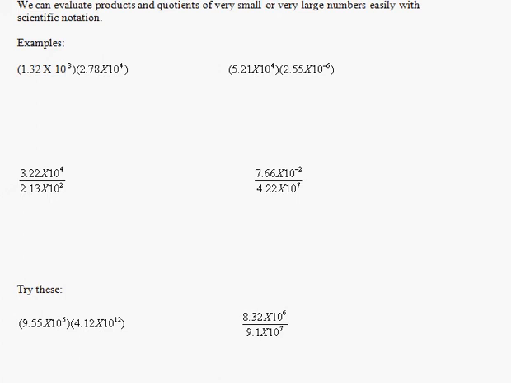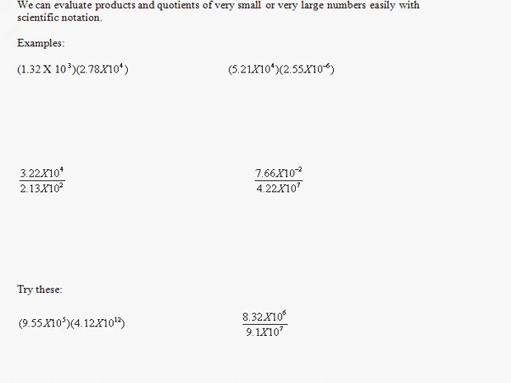Okay, the instructions say we can evaluate products and quotients of really small or large numbers much more easily with scientific notation. So if you notice the first example, that looks like a little bit of a bear of a number. 1.32 times 10 cubed times the quantity 2.78 times 10 to the fourth power. Remember, we learned way back in chapter 1 that multiplication is both commutative and associative, so I don't have to multiply in the order that they gave it to me. I can pick a different order if I think it's going to be easier.